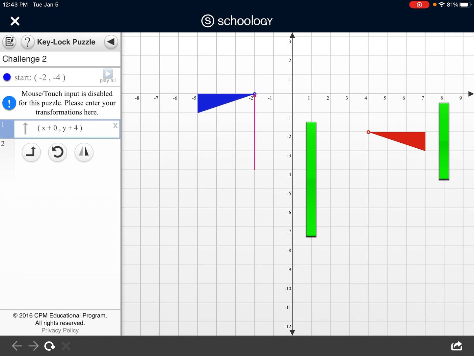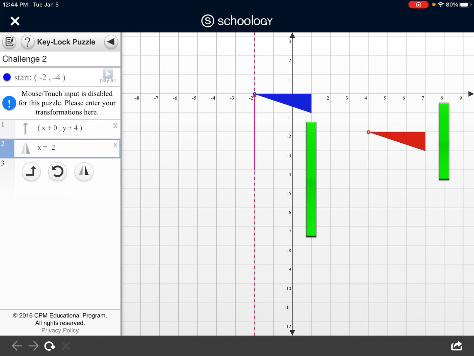Let's do that first. All right, so instead of going right next, I'm going to actually flip the triangle. Okay? So we're going to flip it, and right now the red line is at x equals -2. So I'm going to flip it about x equals -2, and it will flip it over. And now I'm ready to move it right.